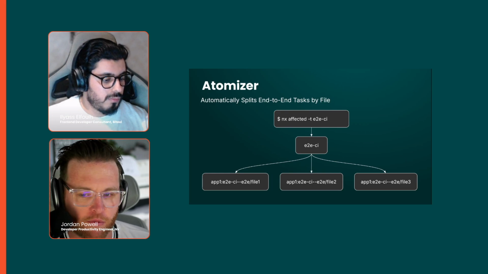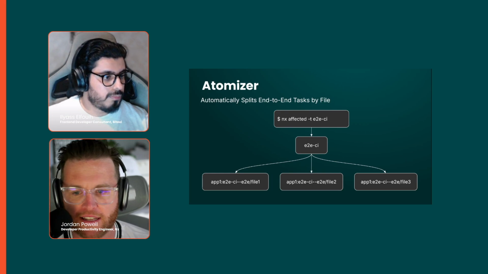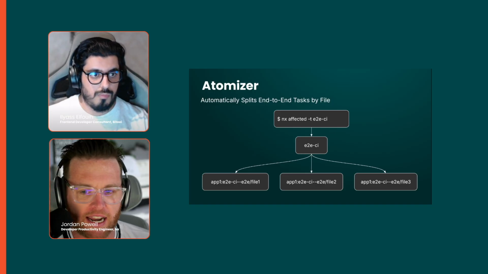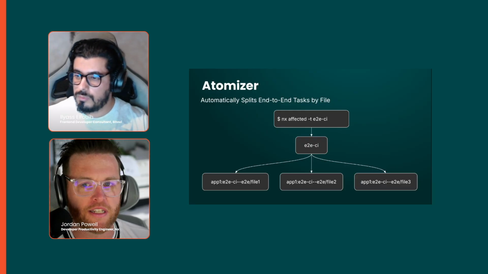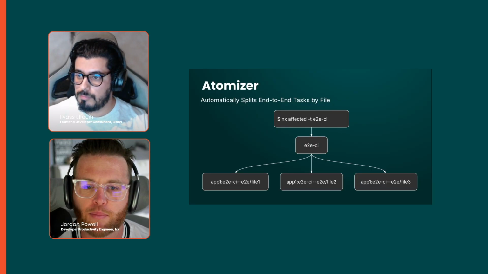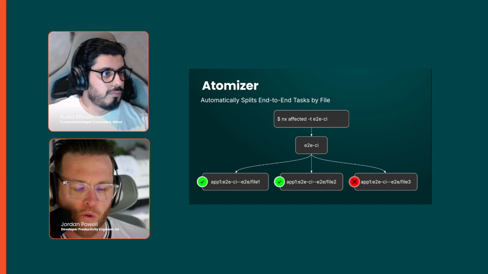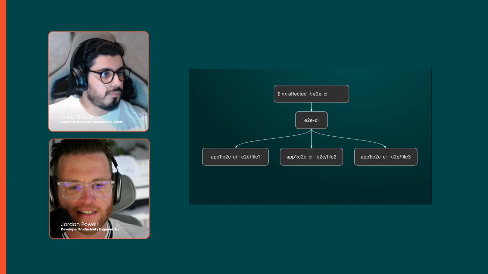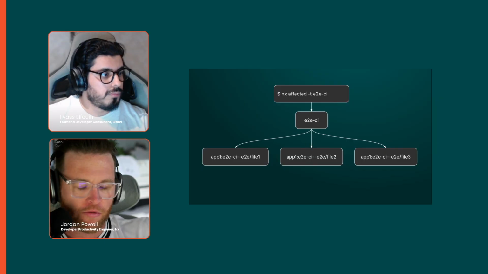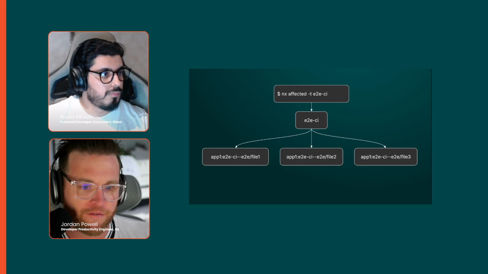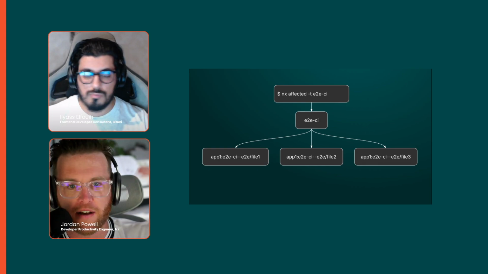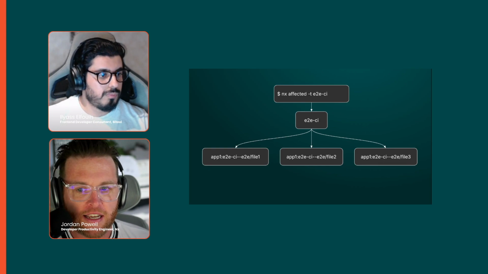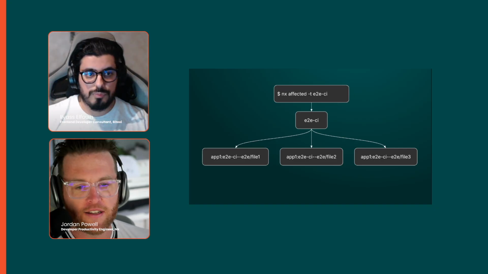In this example, we have an app one project that has an end-to-end target with 3 tests: file 1, file 2, and file 3. It would then separate those into 3 separate tasks, and in practice they would run independently. In the example here, one of the 3 tests failed. In a traditional setup, you would have to re-kick off your entire pipeline, and it would have to rerun your entire end-to-end suite again.